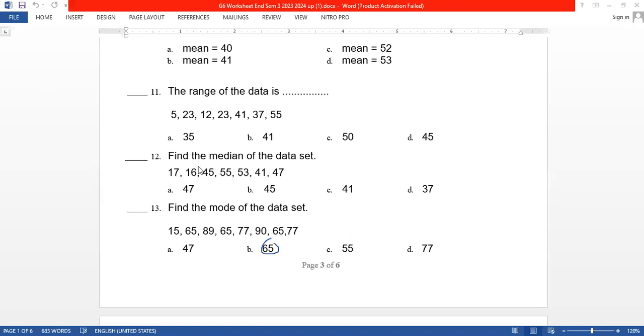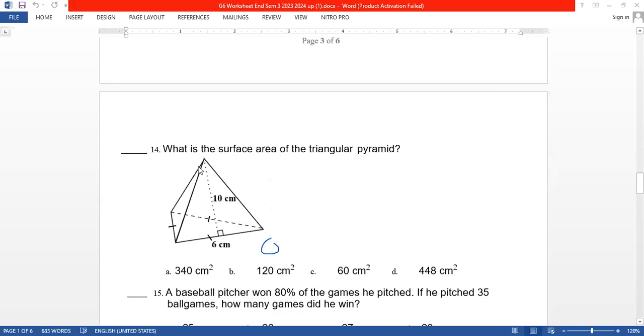Now, next question: what's the surface area of the triangle pyramid? Guys, we have to be careful. In the triangle pyramid, the surface area is the area of one triangle multiplied by 4, because we have four congruent triangles. So you need to find the area of one triangle: base times height divided by 2. As you can see, the base is 6 and the height is 10.